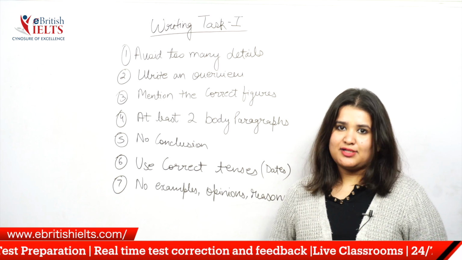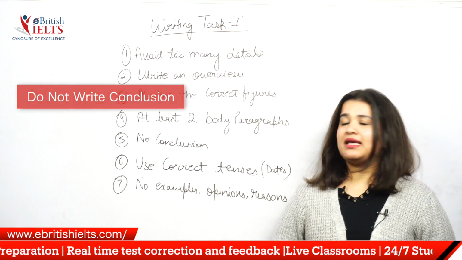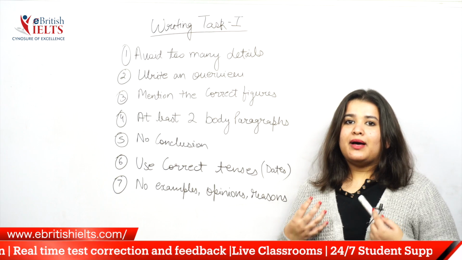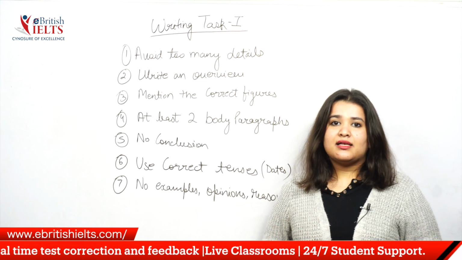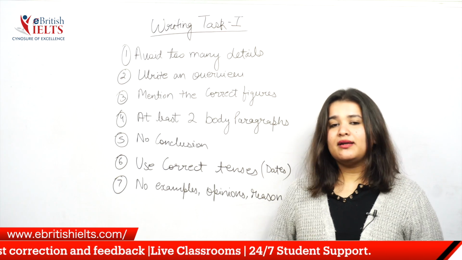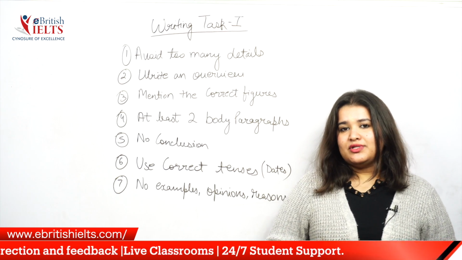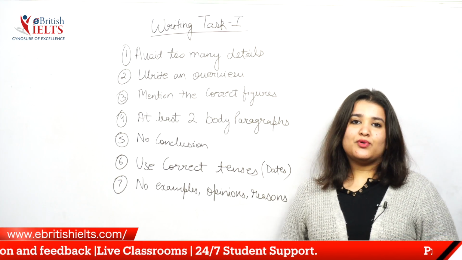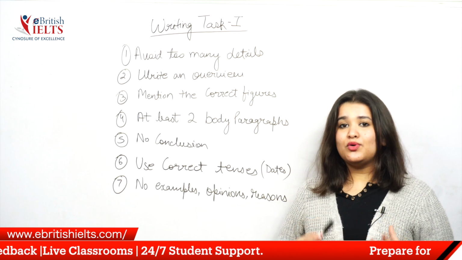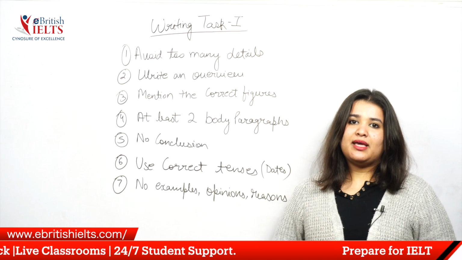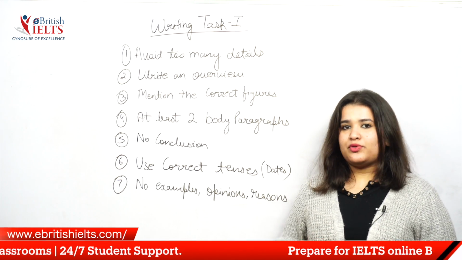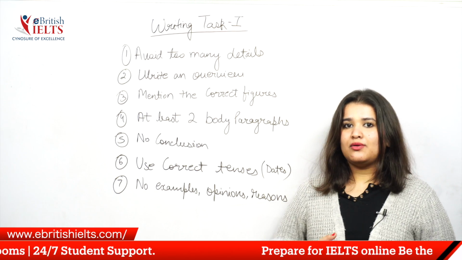The fifth is do not write a conclusion. In contrast to the writing task 2 of the writing module, we do not write any conclusions in the writing task 1. Why don't we write any conclusions? Because we are not supposed to give any reasons. We're not supposed to assume anything here. We just make our 2 body paragraphs and end it like that. We do not write a separate conclusion in the writing task 1.